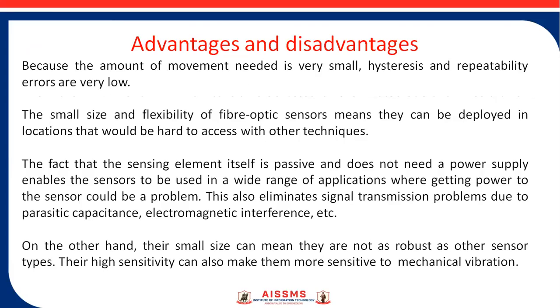The fact that the sensing element itself is passive and does not need a power supply enables the sensors to be used in a wide range of applications where getting power to the sensor could be a problem. This also eliminates signal transmission problems due to parasitic capacitance, electromagnetic interferences, and so on. On the other hand, their small size can mean they are not as robust as other sensor types. Their high sensitivity can also make them more sensitive to mechanical vibrations.